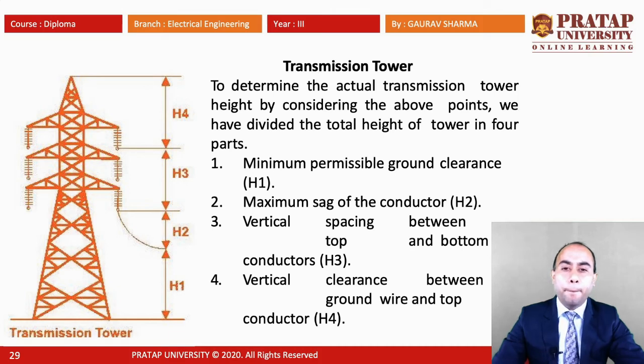That is, the minimum permissible ground clearance, which we denote by H1. The maximum sag of the conductor, which we denote by H2. The vertical spacing between the top and the bottom conductor, which we denote by H3, and the vertical clearance between the ground wire and the top conductor, that is H4.